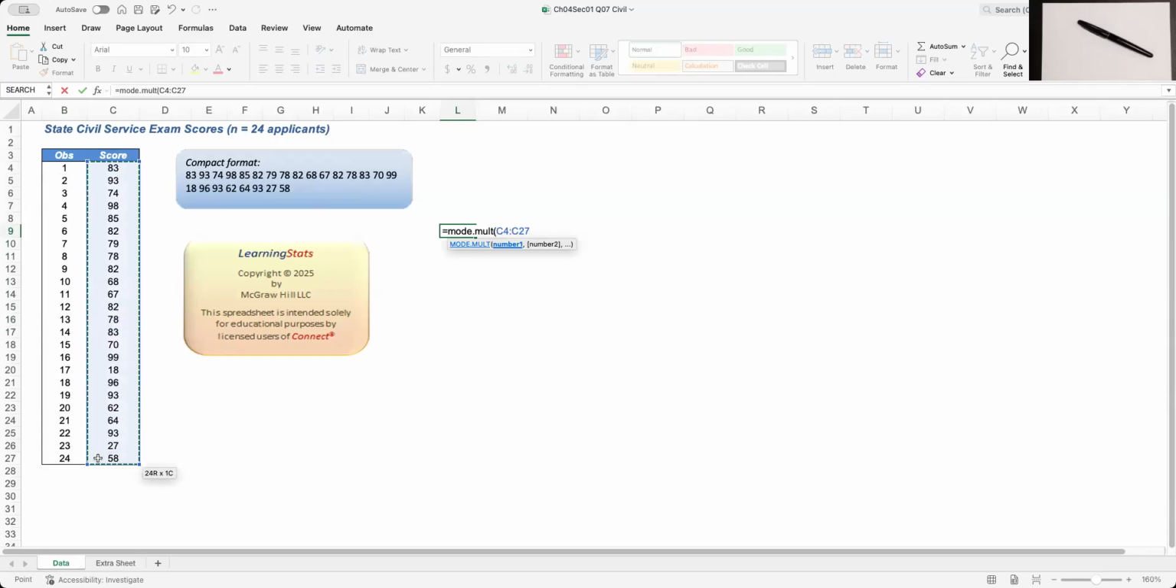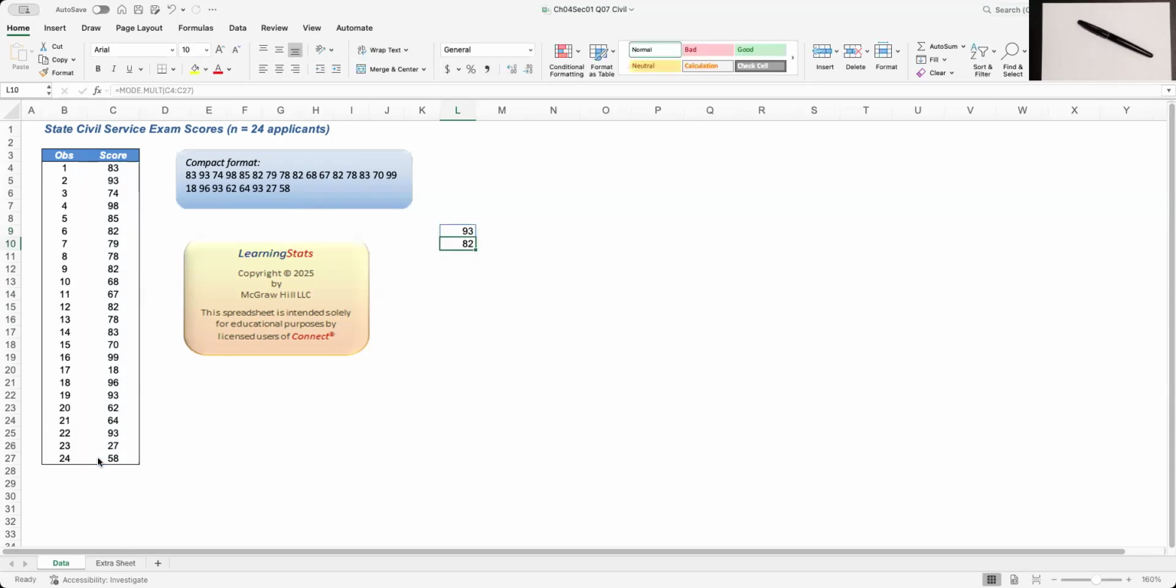And as soon as I tell it to give me the mode, watch what happens. It produces two values. And that tells me this is bimodal data. So even though I only issued the command once, I got both answers in the same setting.